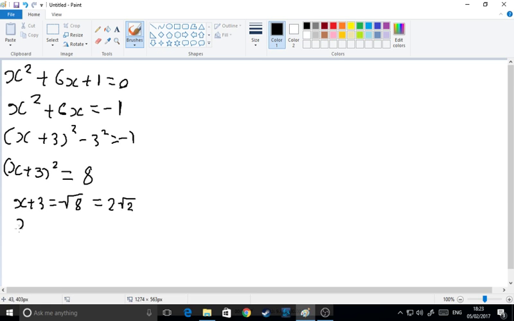Then you say x is equal to, let's put the plus and minus in there, remember. So x is equal to minus 3 plus root 8, or x is equal to minus 3 minus root 8. And that should be the right answer. Let's go check. Where are these answers for 2D1? Minus 3, what?